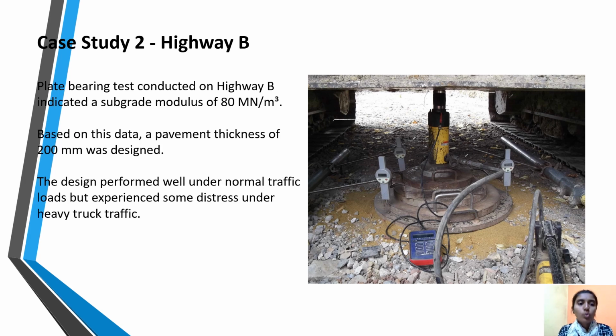Case Study 2. Plate bearing test conducted on Highway B indicated a subgrade modulus of 80 MN per meter cube. Based on this data, a pavement thickness of 200 mm was designed. The design performed well under the normal traffic loads but experienced some distress under heavy truck traffic.